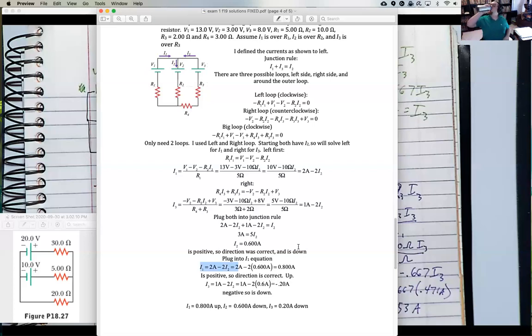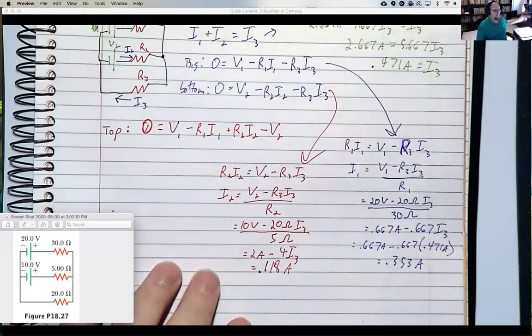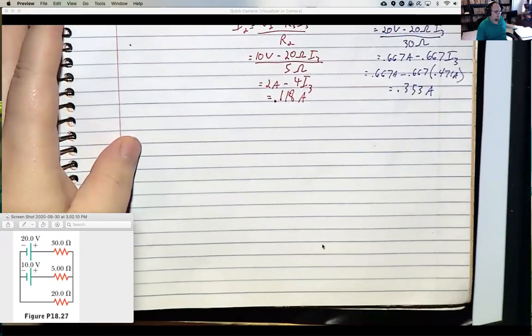Does that make sense? Yeah. Okay. So, why am I using my left monitor? It's just to confuse myself, I think.